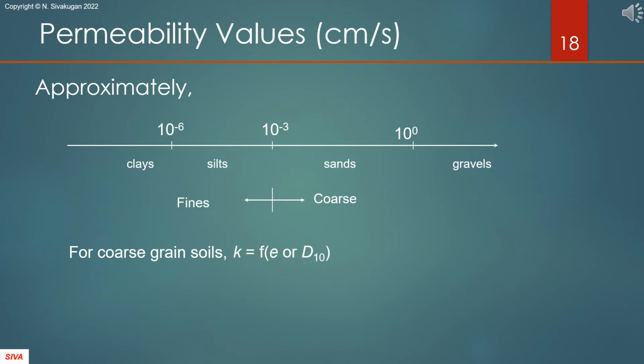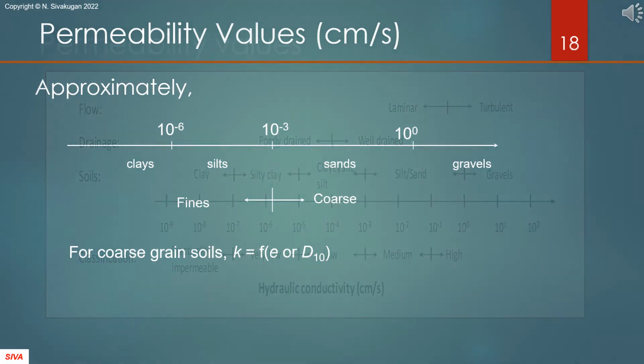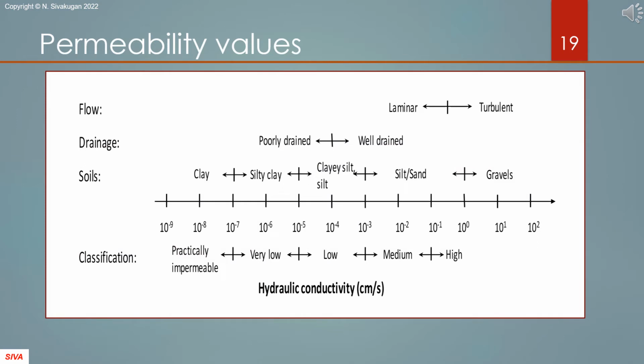Here are some approximate cutoff values for permeability in centimeters per second between different soil groups. They differ by orders of magnitude. For coarse-grained soil, k is a function of the void ratio e or the effective grain size D10. From the top row, you can see that the flow is no more laminar in gravels. Silts, sands, and gravels are well drained, and clays are poorly drained. When the hydraulic conductivity is less than 10 to the power minus 7 centimeters per second, the soil is practically impermeable.